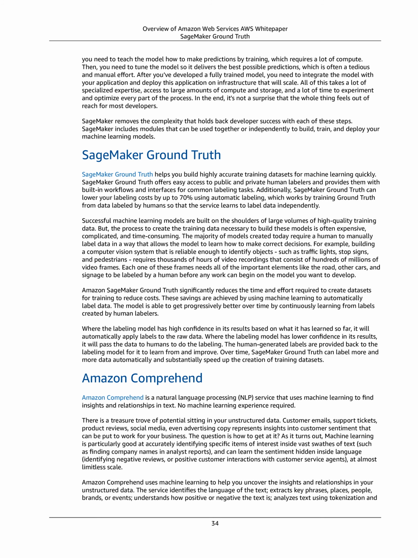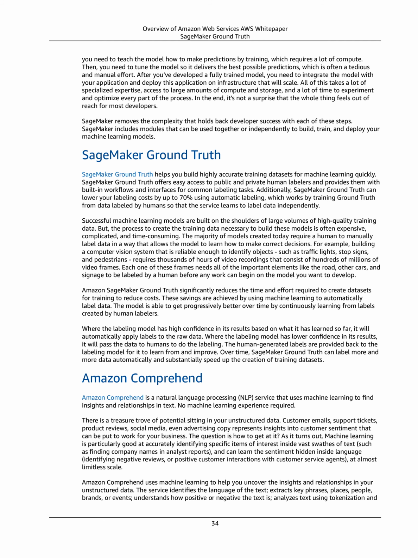Amazon SageMaker Ground Truth significantly reduces the time and effort required to create datasets for training to reduce costs. These savings are achieved by using machine learning to automatically label data. The model is able to get progressively better over time by continuously learning from labels created by human labelers. Where the labeling model has high confidence in its results based on what it has learned so far, it will automatically apply labels to the raw data.